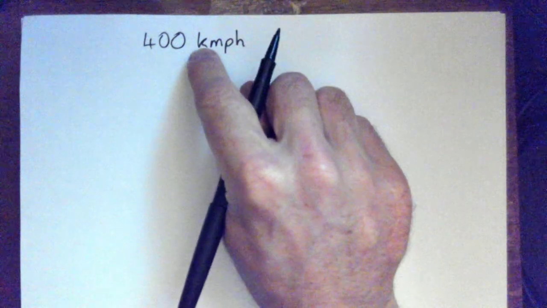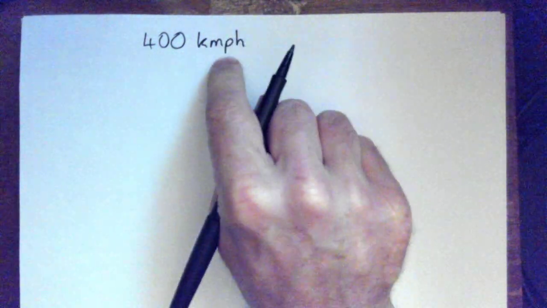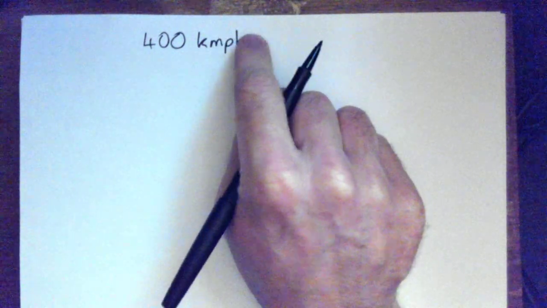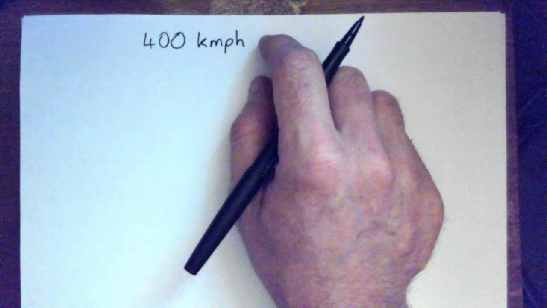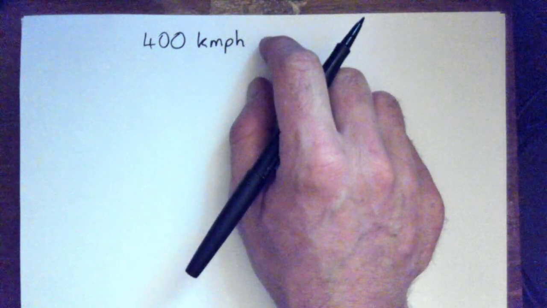Okay, so we've got a hot air balloon, and what's happening to it? It is reaching a speed of 400 kilometers per hour, 400 kmph, which is short for kilometers per hour. Anyway, convert this to miles per hour by dividing by 1.61.